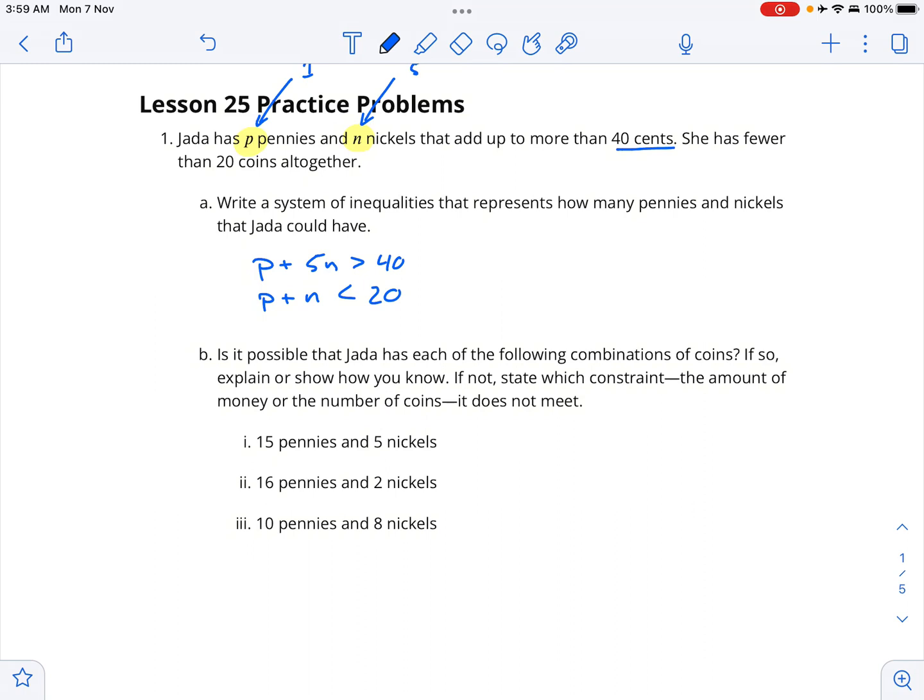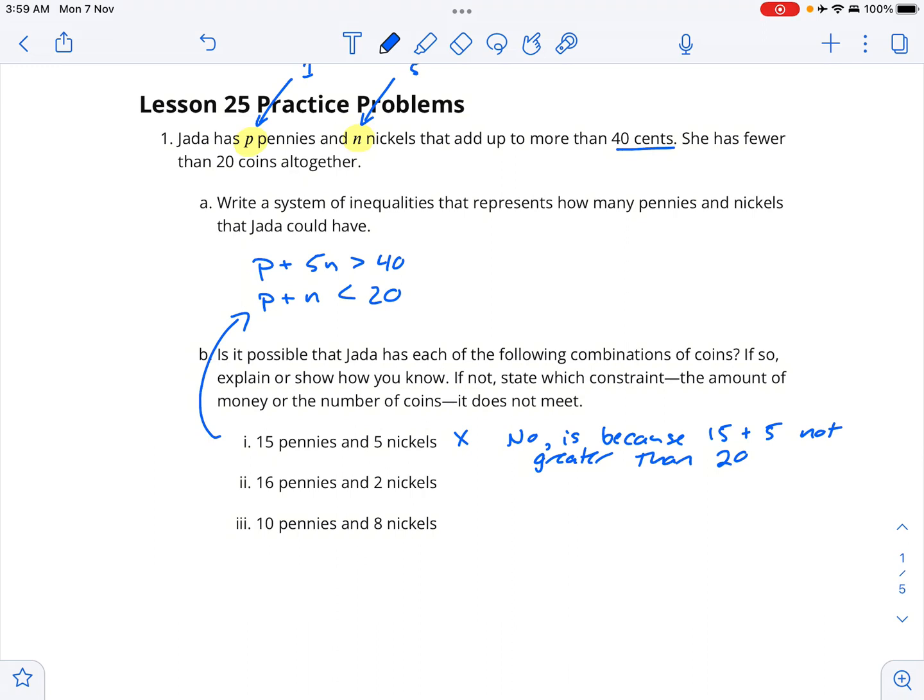So that first one, 15 pennies and 5 nickels, I can see straight away that it's not going to satisfy that second one, okay? And the reason it's going to be a no, I'm going to say, is because 15 plus 5 is not greater than 20. So it doesn't satisfy the second constraint.